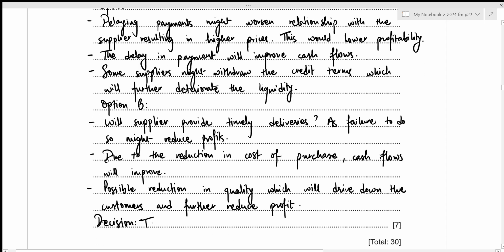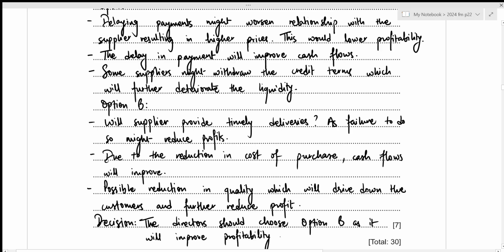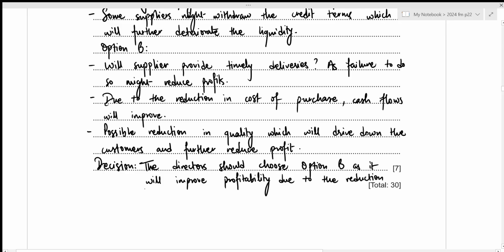Let's write it down. The directors should choose option B as it will improve profitability due to the reduction in purchase cost. That is all for the fourth part as well as this entire question.